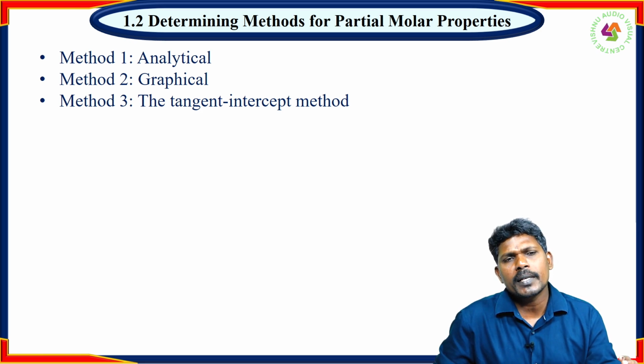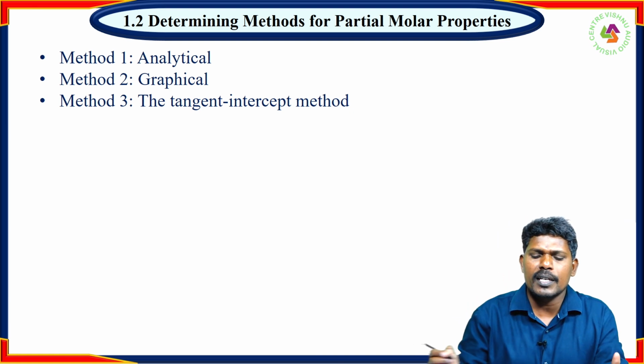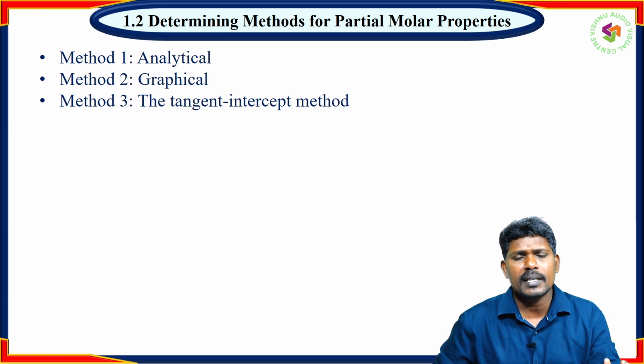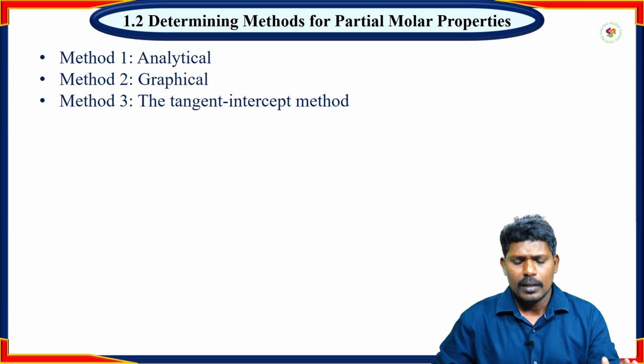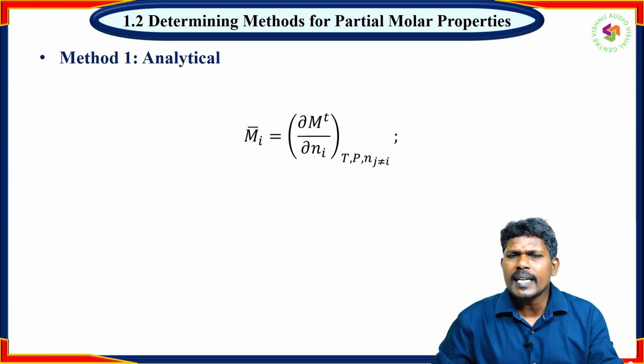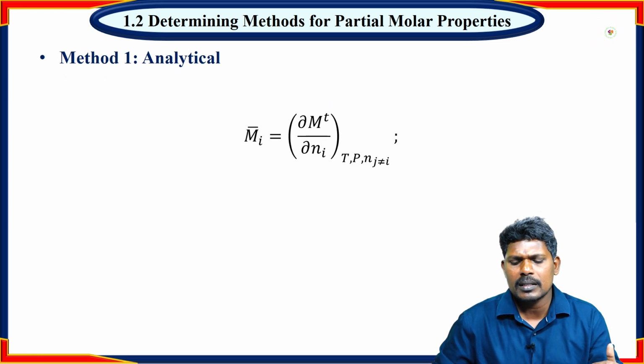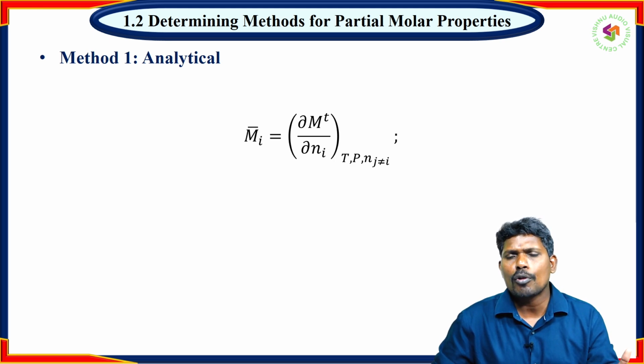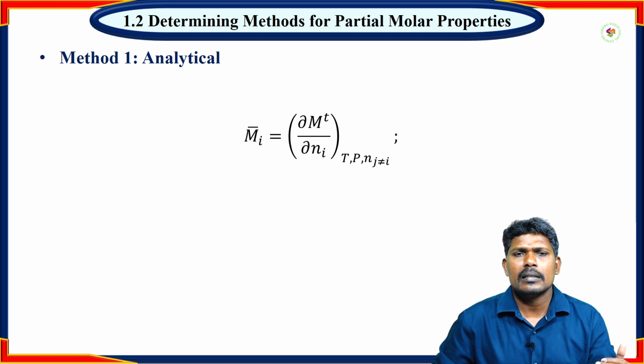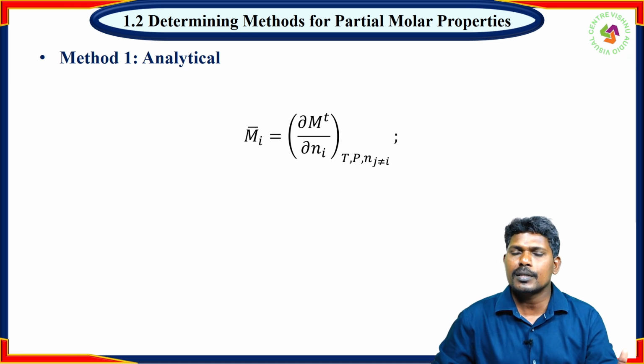Next, how to determine this partial molar property? There are generally three methods: the analytical method, the graphical method, and the tangent intercept method. The analytical method means using the formula: mi bar is equal to dou Mt by dou ni at constant temperature, pressure, nj not equal to i. Using that formula, the partial molar property of a compound can be determined. This method is known as the analytical method.